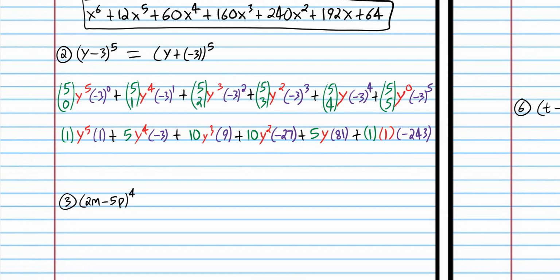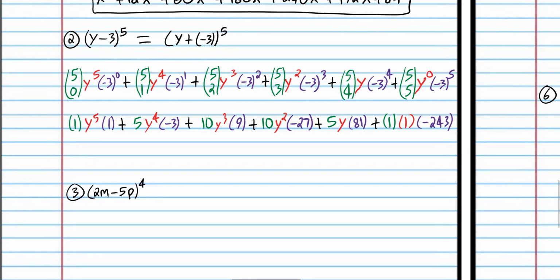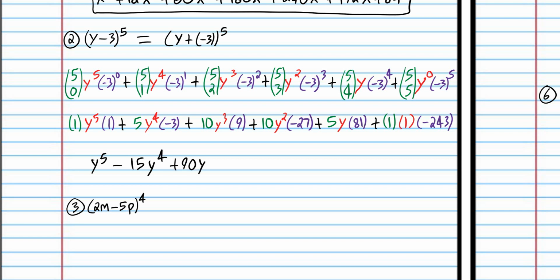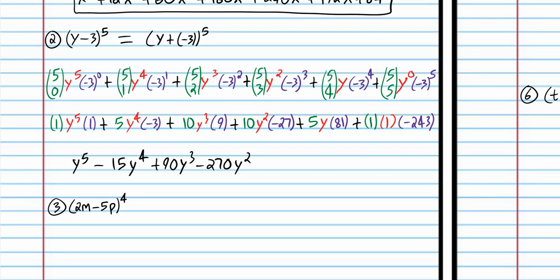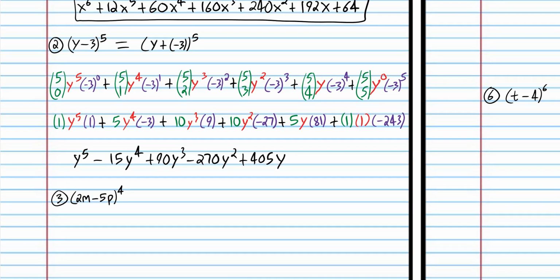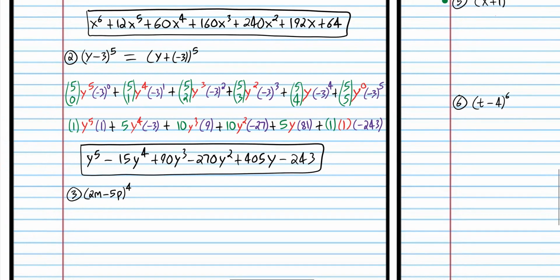So now we just have to simplify. So we get y to the fifth power minus 15 y to the fourth power plus 90 y to the third power minus 270 y squared plus 405 y minus 243. So that is the expansion using the binomial theorem.